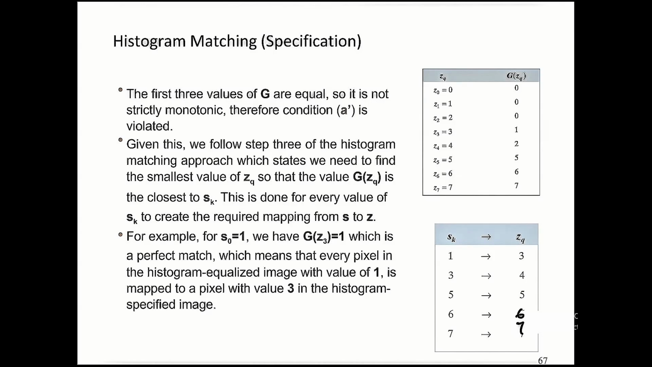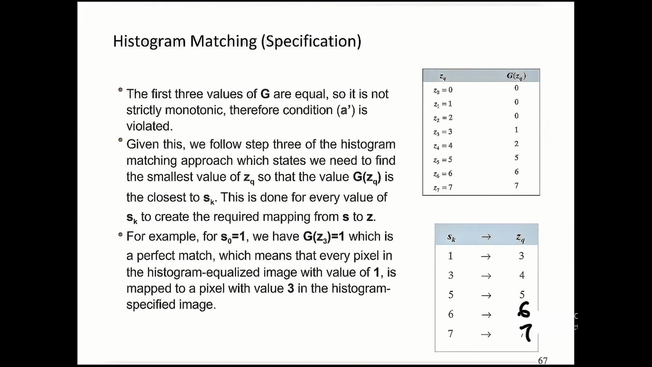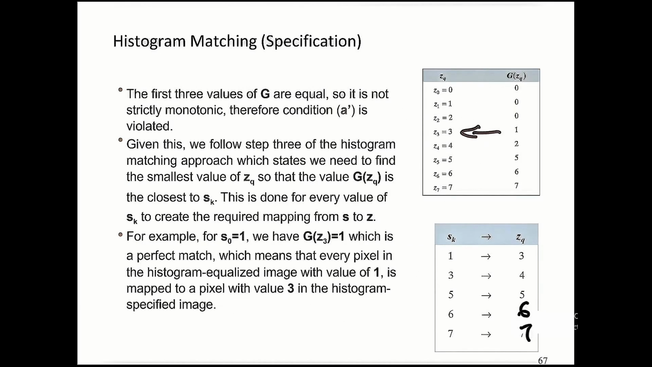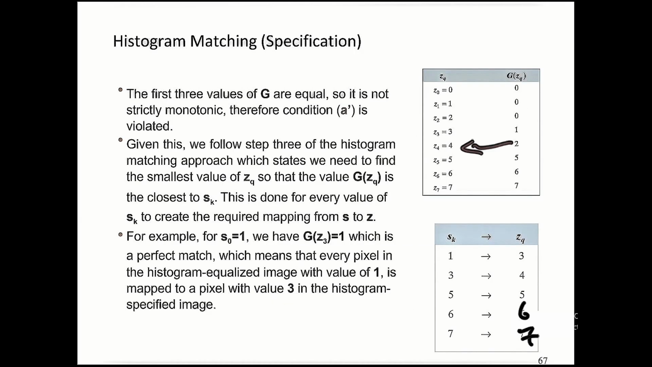This is the second step. The third step is to find S equal to Z inverse of S. How to do that? I have to see what my S values are. S0 was 1, S1 was 3. I use these values to find what they correspond to in Z. So 1 here is 3, so 1 becomes 3. Then we have 3, and there's no 3 here, so I have to find the closest one, which is 4. So 3 becomes 4.